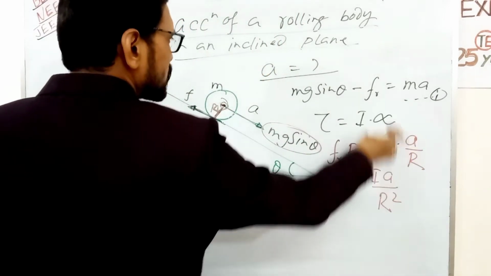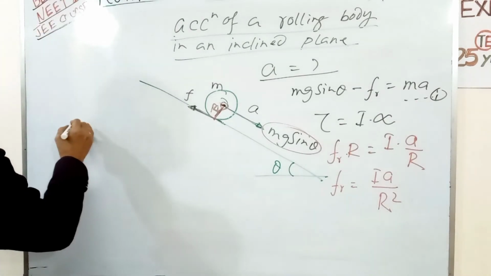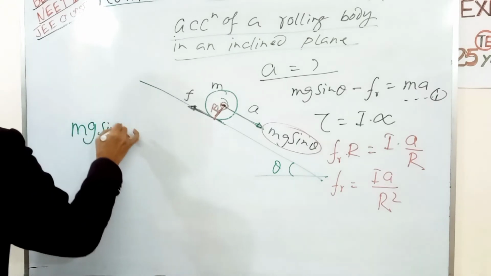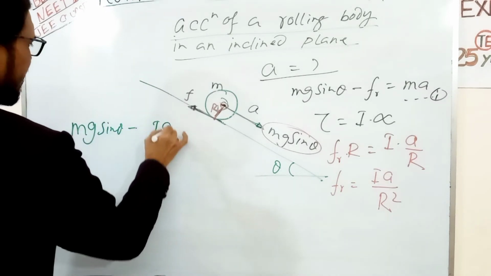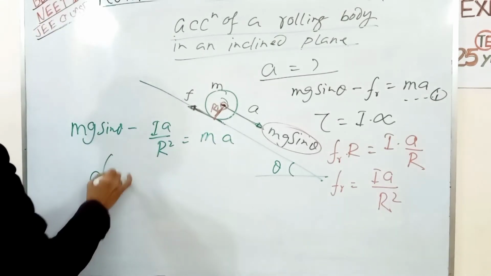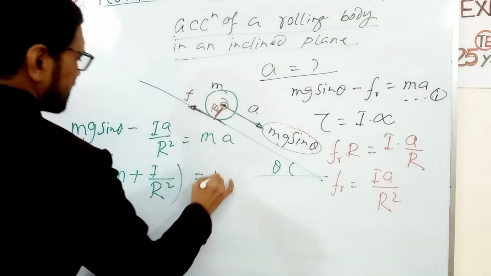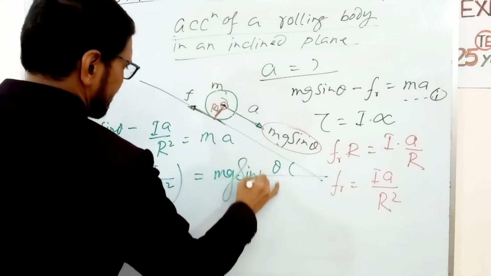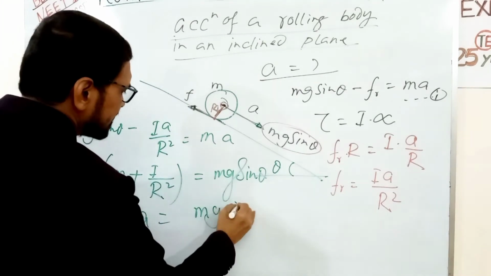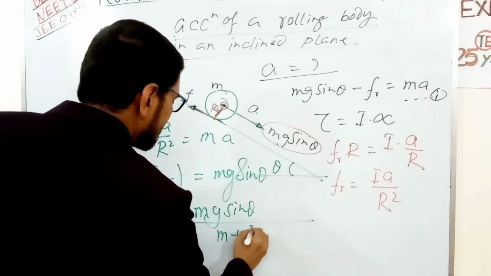Now if we put the friction force here, we get the acceleration. So mg sin theta minus friction force I a by r square equal to ma. So a equal to mg sin theta by m plus I by r square.